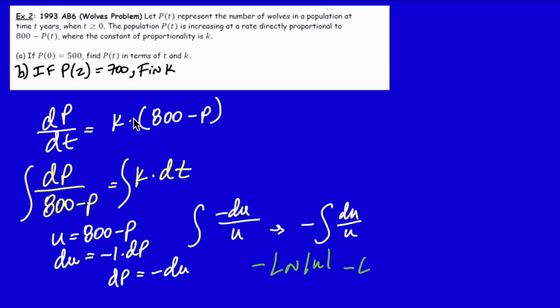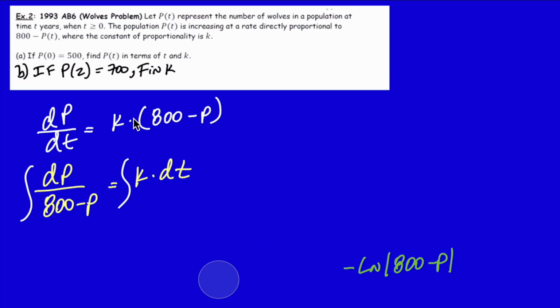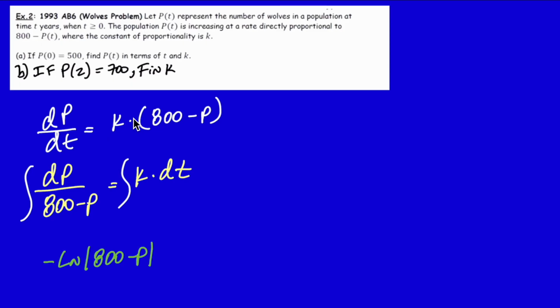And let's go ahead and back substitute. So we're going to have the absolute value of 800 minus p. Okay, that represents the left side of the equation. Now let's move to the right side. Here we're going to pull out the k, and we're going to integrate the dt like so. And that's going to give us k times t plus an arbitrary constant.